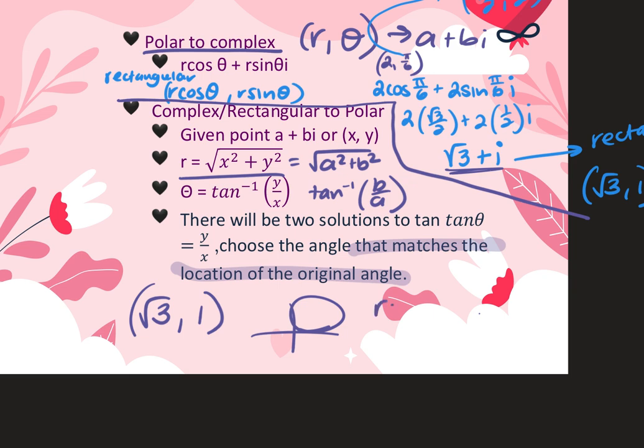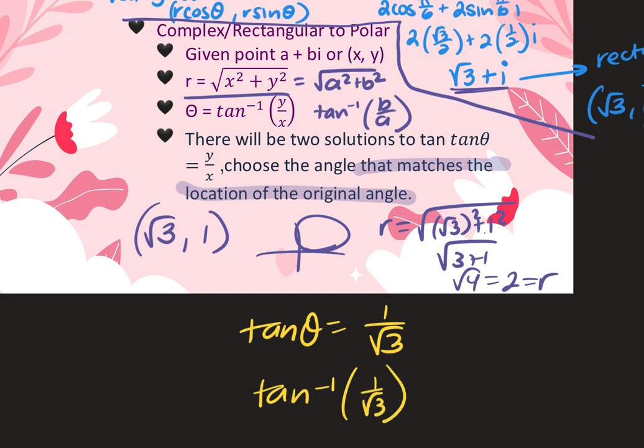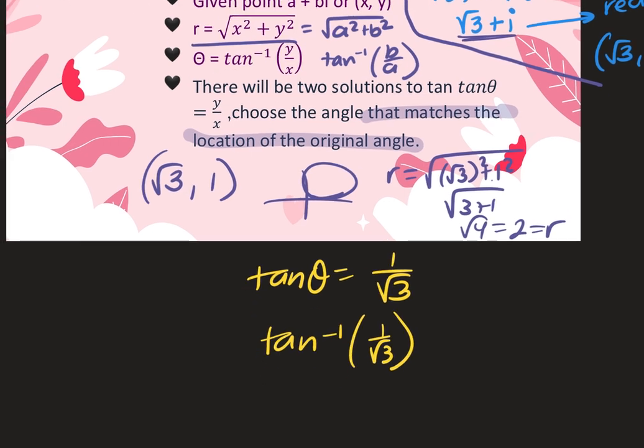So then I would get r by doing the square root of square root 3 plus 1, each squared, which is 3 plus 1, square root of 4, which is 2. That's my r. And then my theta would be tan of theta equals 1 over root 3, because it's y over x. And then tan^-1 of 1 over root 3. I don't need you to go through the work of it, but what would that be rationalized? That's root 3 over 3.